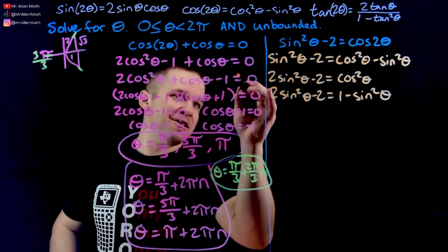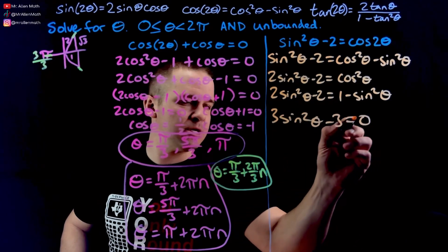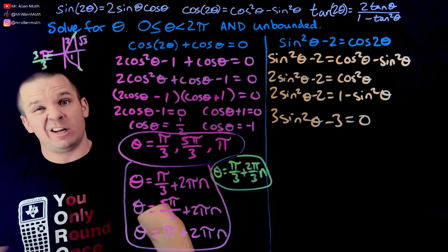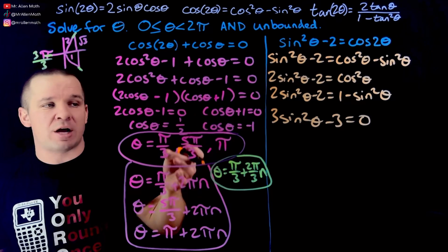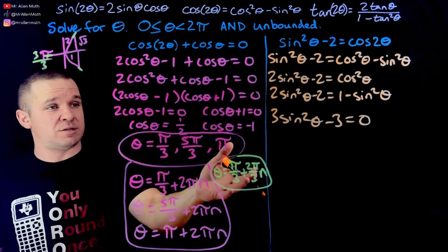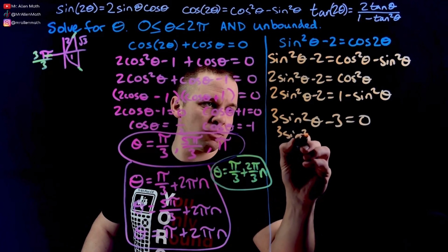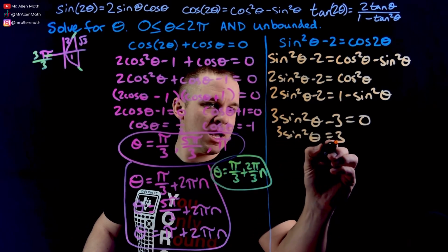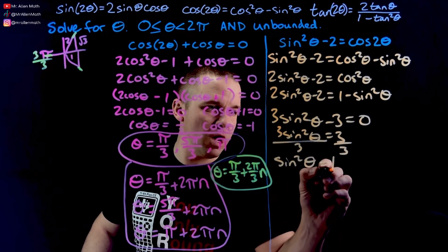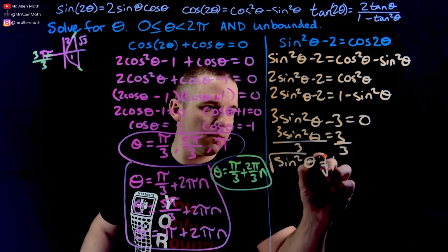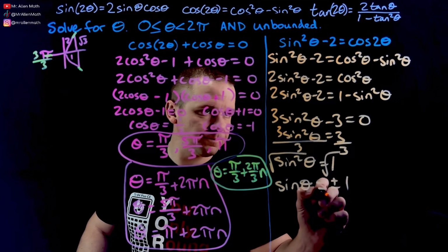So now I'm going to add another one. We got 3 sine squared theta, and then minus 3 equals 0. I guess I don't need this equal to 0, right? Because I don't have a quadratic like this, it's not a trinomial. It's only 2 terms. So really the easiest way to solve this is with square roots. So let's bring some stuff over. I got 3 sine squared theta equals 3. Divide by 3. I get sine squared theta equals 1. And then I'll take the square root on both sides. So we get sine of theta equals plus or minus 1.